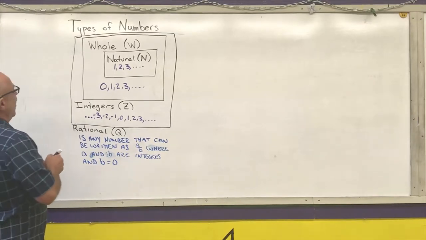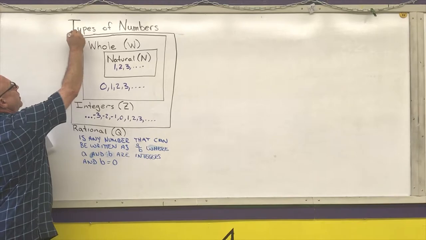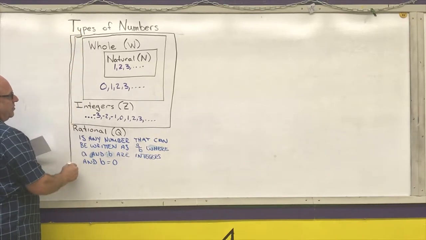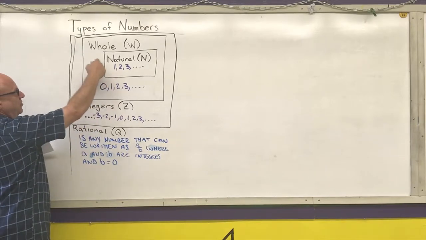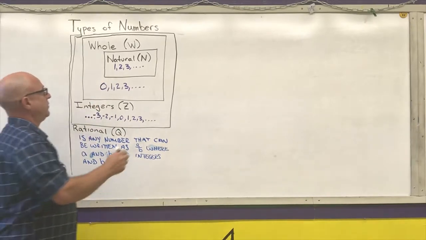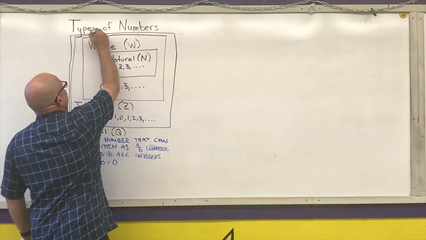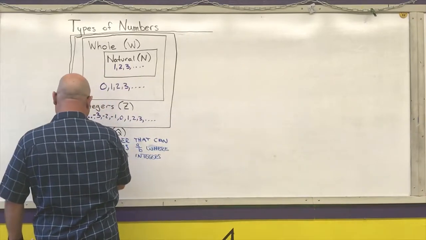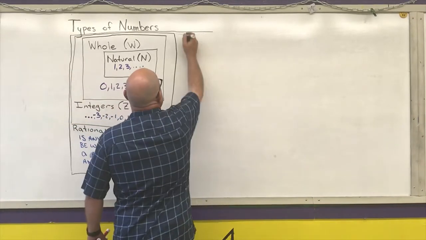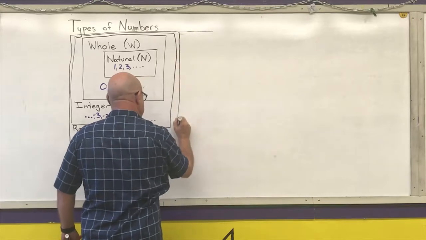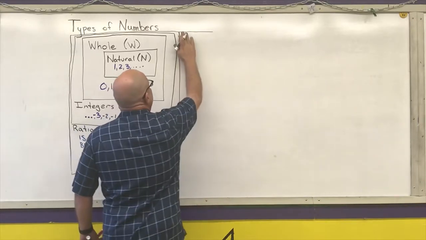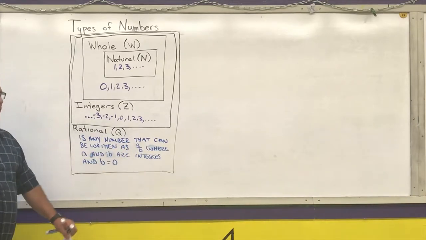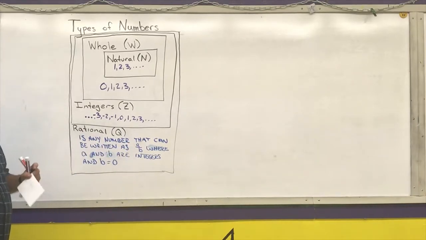Okay, every one of my integers can be written this way. So every one of my whole numbers and every one of my natural numbers can be written in this way. So all of my rational numbers are basically things that can be written as fractions, where the denominator is not equal to zero.